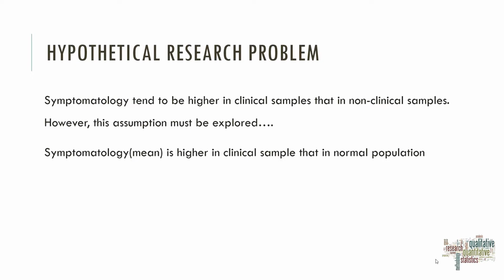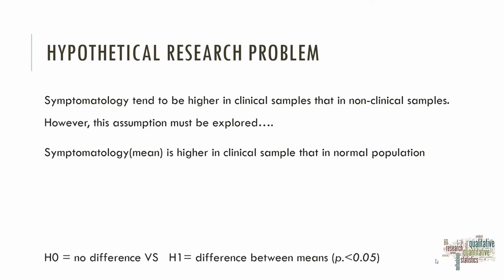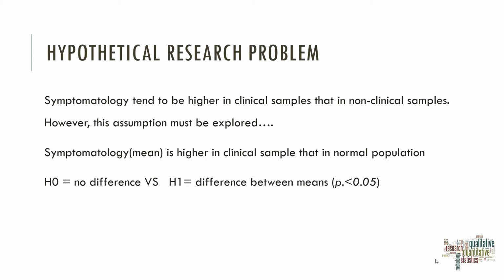Symptomatology, when we talk about symptomatology, we talk about the mean response in a given questionnaire. So we are saying that symptomatology is higher in the clinical sample than in the normal population. Our null hypothesis is the absence of effect, so no difference, and the H1 is a difference between means. Okay. So now let's jump to the SPSS environment.